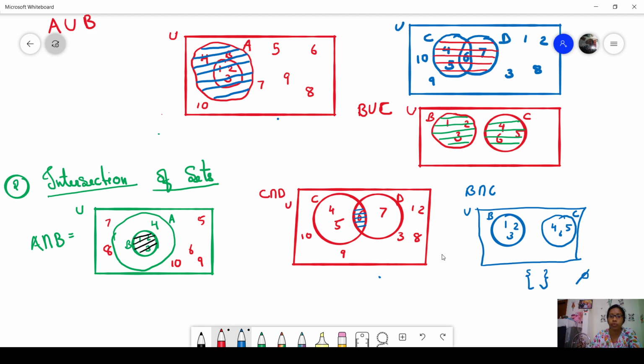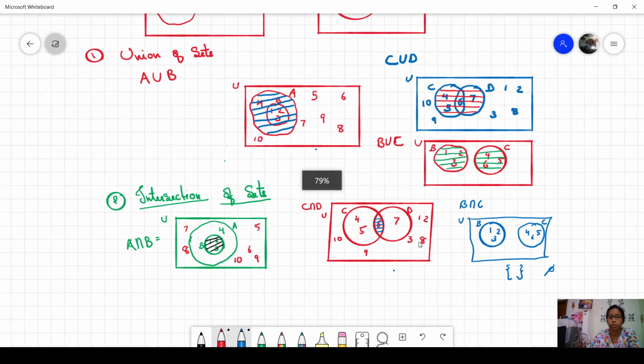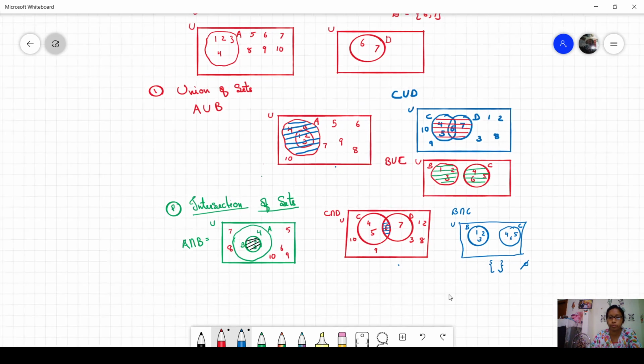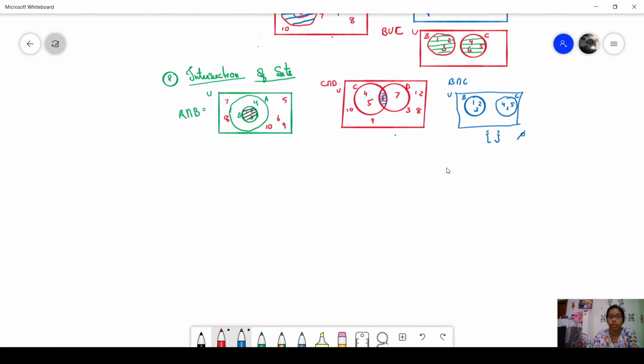Now we will move on with the third one, that is difference of sets.